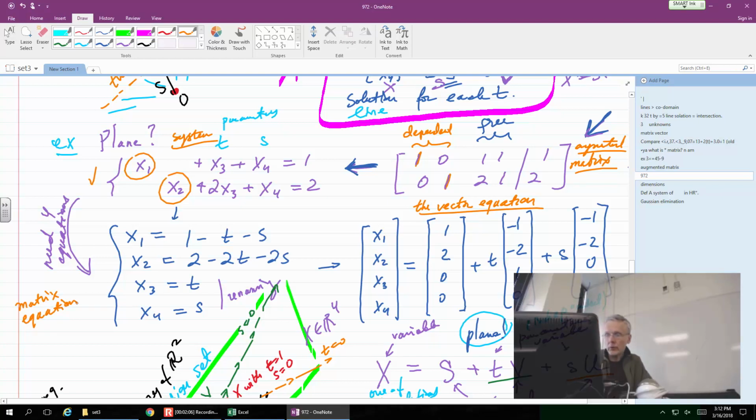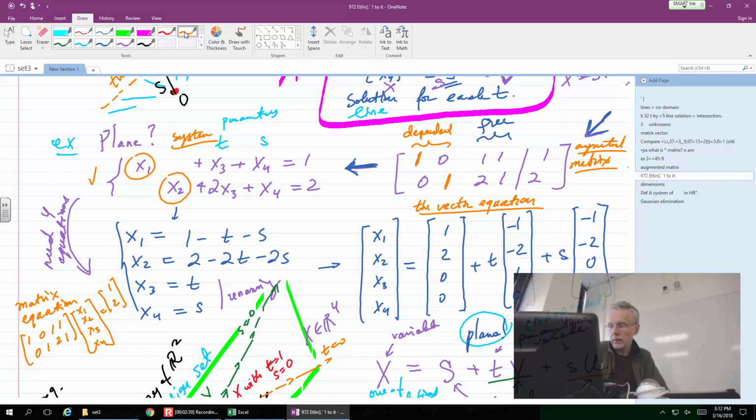Matrix equation from what we've got. Let me take the original, so it will be 1, 0, 1, 1, 0, 1, 2, 1, multiplied by x1, x2, x3, x4, and it is equal to 1, 2. A little bit doesn't fit. And the answer is 1, 2. So you see how this matrix equation works out. So 4 different names for pretty much the same thing, right?